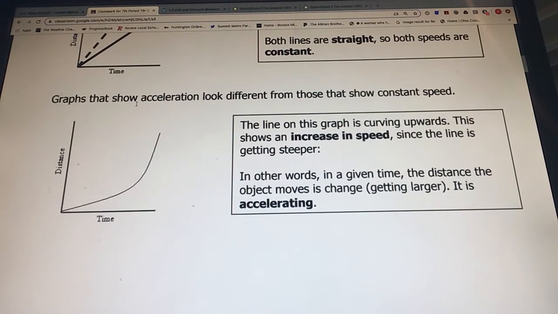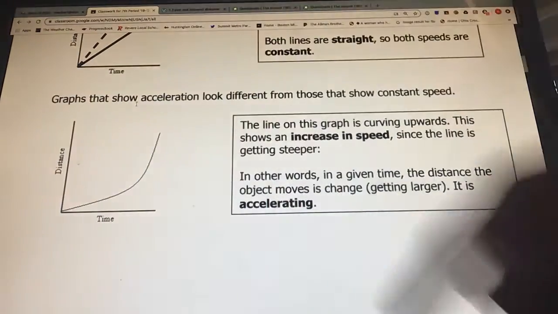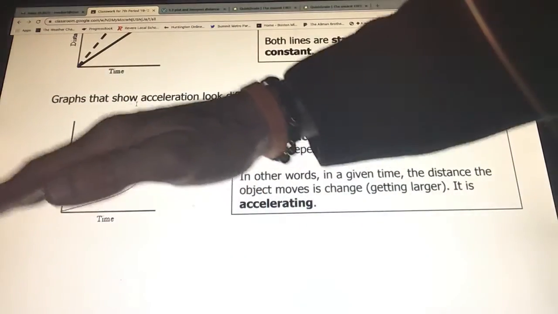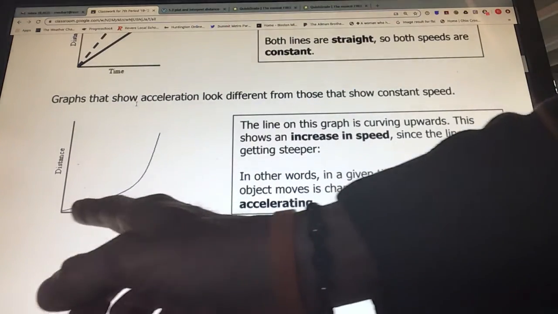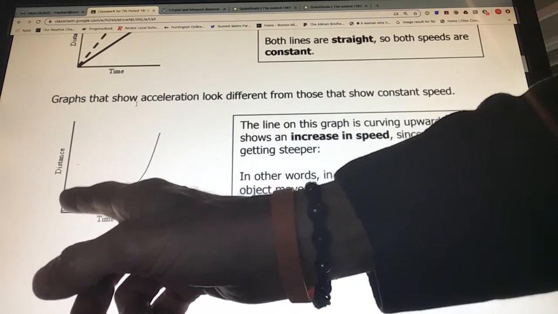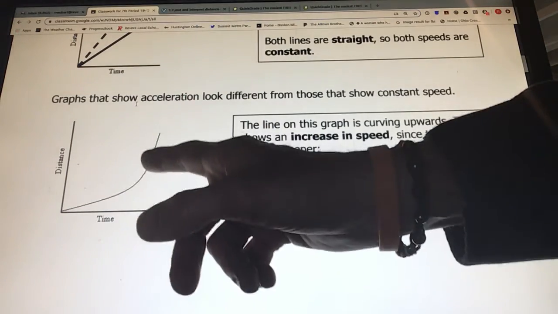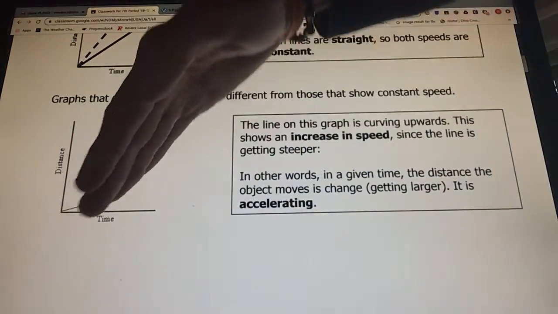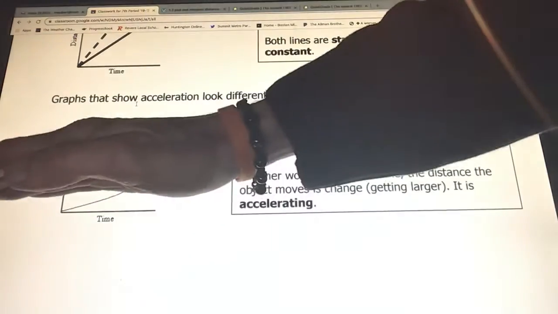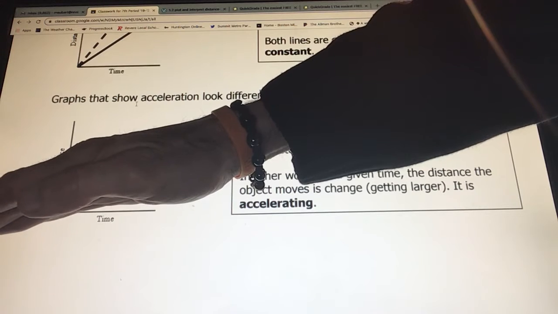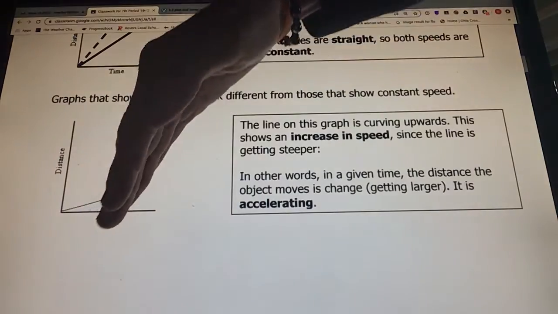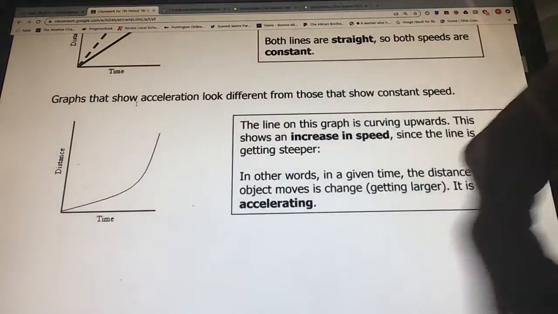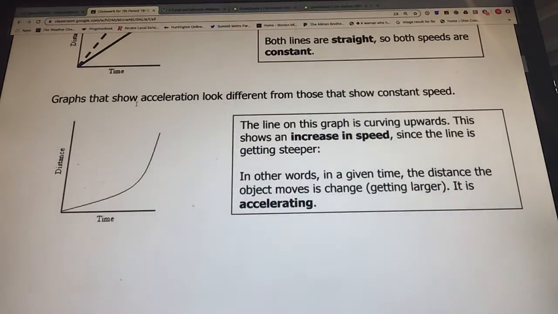Graphs that show acceleration look different from those that show constant speed. If you're showing acceleration, the line is going to be curved. Down in here, the line is more horizontal. And as you move from left to right, the clock is plotting something here, then it's here, then here, then here. The line becomes steeper. So moving relatively slowly, a pretty shallow slope, and then the slope becomes steeper and steeper and steeper as time goes on, so you're increasing in speed.